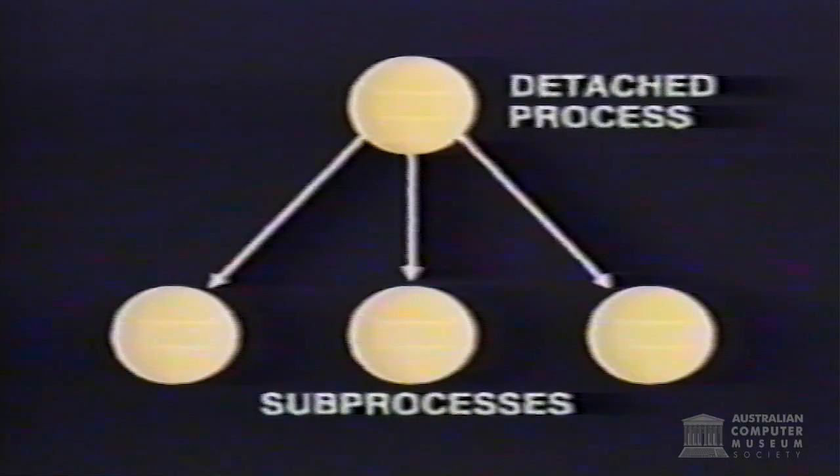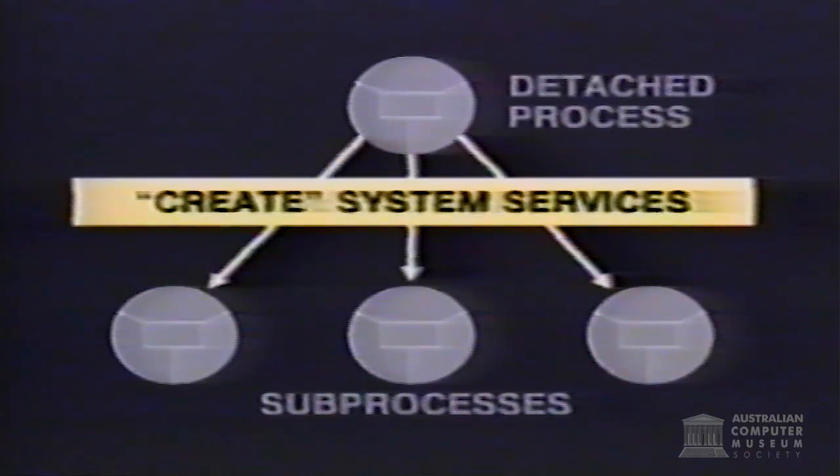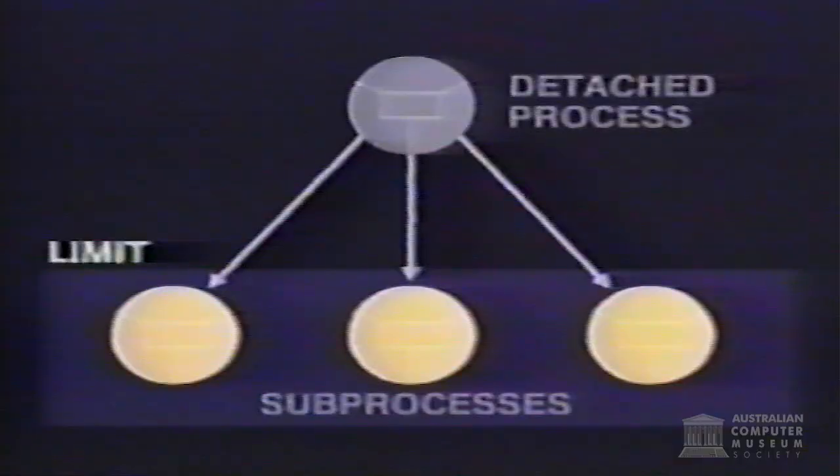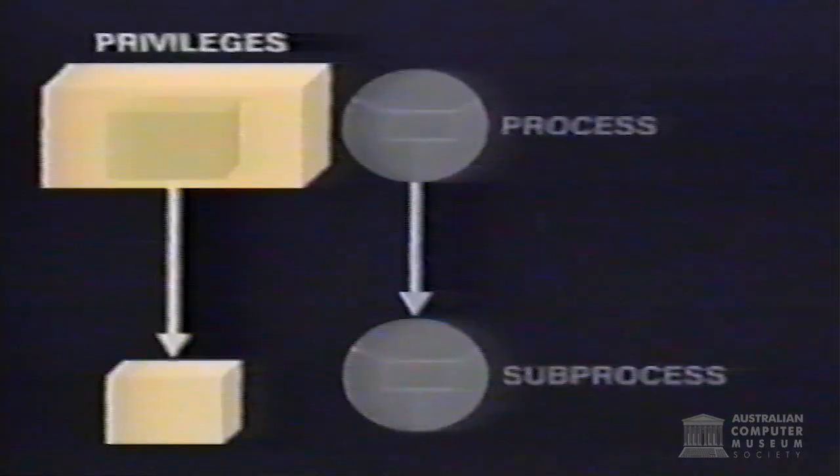In a complex job, it is necessary for a detached process to create subprocesses. A number of system services are available to a user to create subprocesses. The system manager grants the privilege of using these system services. The number of subprocesses a job can create is a resource limit, also determined by the system manager. When a process creates a subprocess, it can grant the subprocess all or some of its privileges.